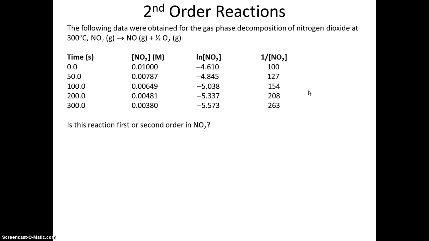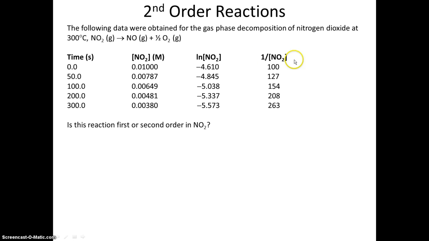It says the following data were obtained for the gas phase decomposition of nitrogen dioxide at 300 degrees Celsius. So I'm going to convert NO2 to NO and 1/2 oxygen gas. My times are given here. I've probed the reaction at 0, 50 seconds, 100 seconds, 200 seconds, and 300 seconds. And I'm watching NO2, which started at 0.01 moles per liter, disintegrate down over time.